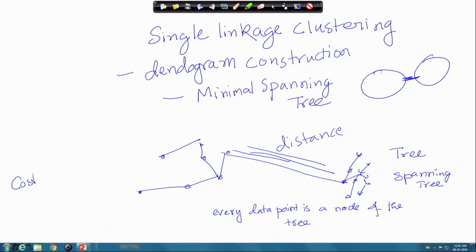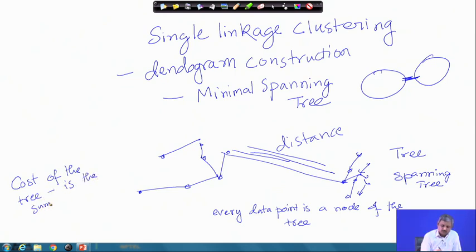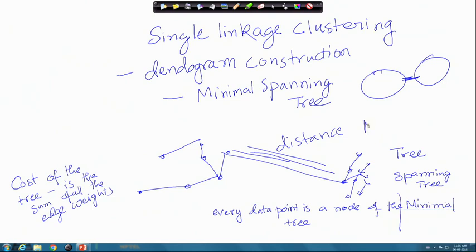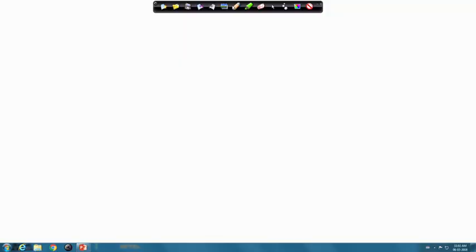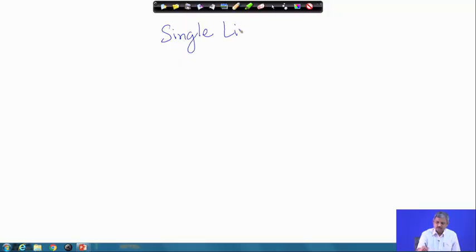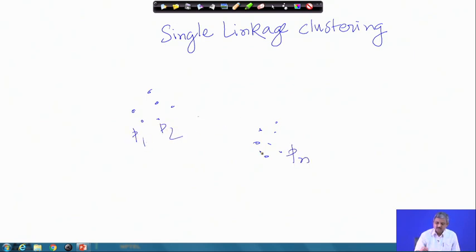Among all possible trees, this has the minimum total of edge weights. So, that is why it is called an MST, minimal spanning tree. So, actually the dendrogram construction is the same as Prim's algorithm of minimal spanning tree construction, those of you who know it. So, what do you do in single linkage clustering? Take the points P1 to Pn, construct an MST.